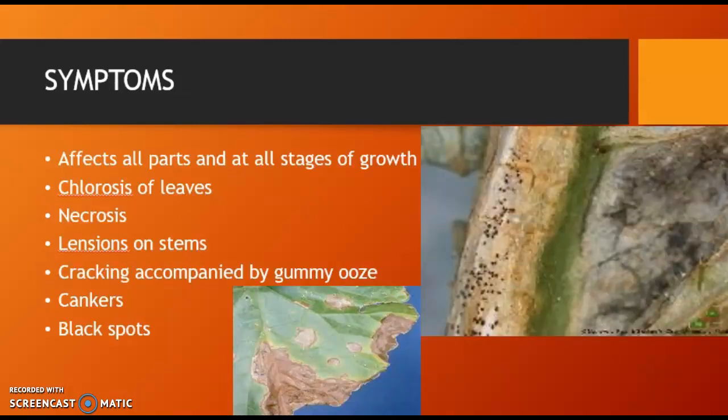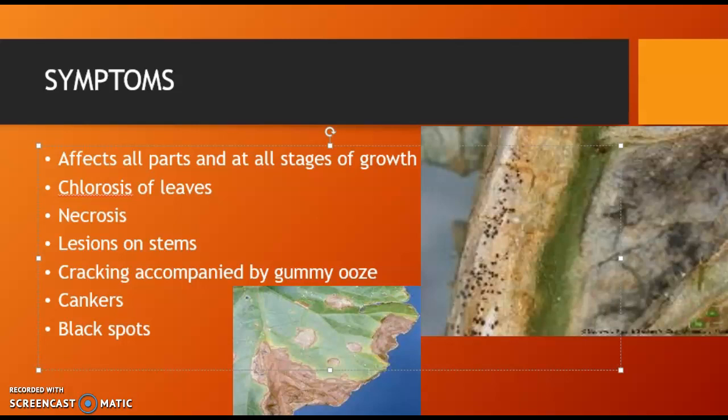These symptoms can be expressed at all parts of the plant and at all stages of growth. A V-shaped yellowing and browning at the leaf margins can be observed. Early symptoms include yellowing or chlorosis of leaf margins, followed by necrosis.